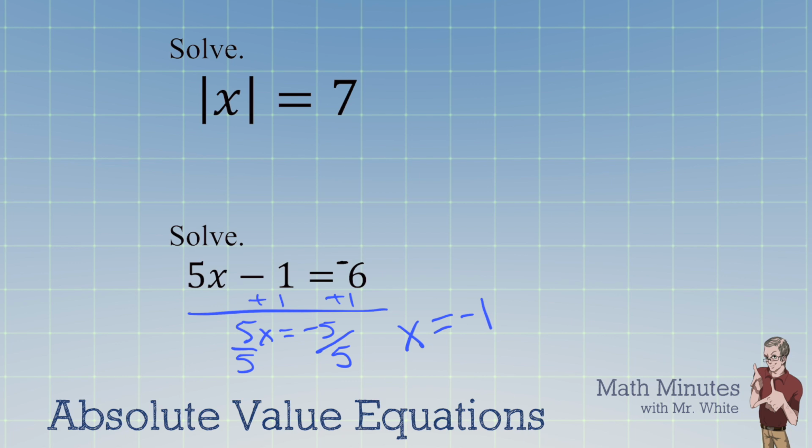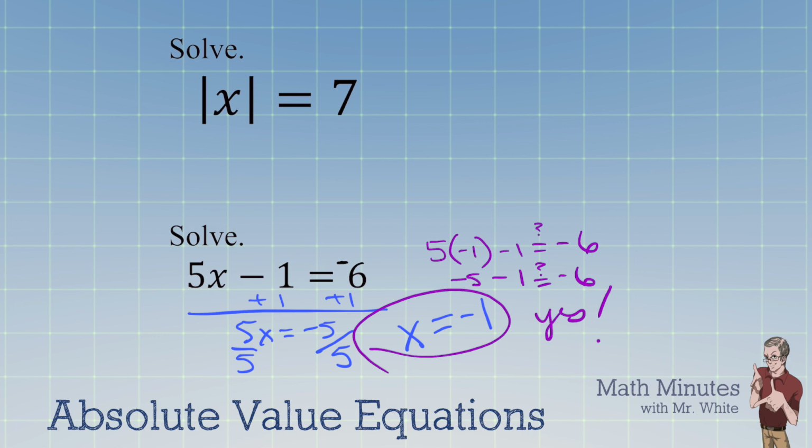Now, how do we know that that's actually the answer? Well, we go back and we plug it in for x up here. So we would end up seeing if it works. So 5 times the quantity negative 1 minus 1, does that equal negative 6? Negative 5 minus 1, does that equal negative 6? Well, it does, yes. So that means we've checked it, and x equals negative 1 is called the solution here.